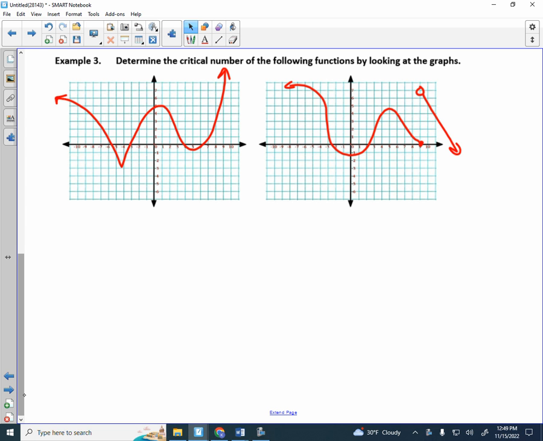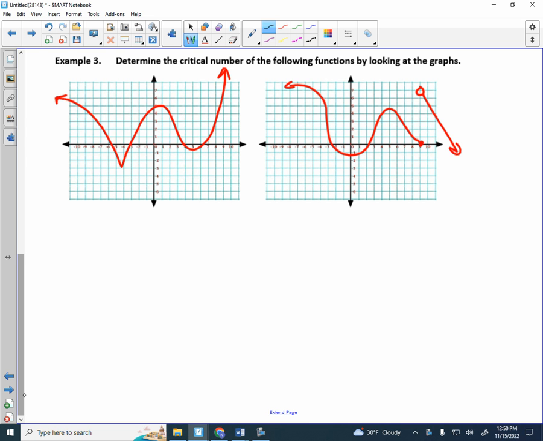Five, four, three, two, one. So yesterday we talked about critical points. Critical points are points where the derivative is equal to zero or the derivative does not exist. So you guys tell me when I get to a critical point.